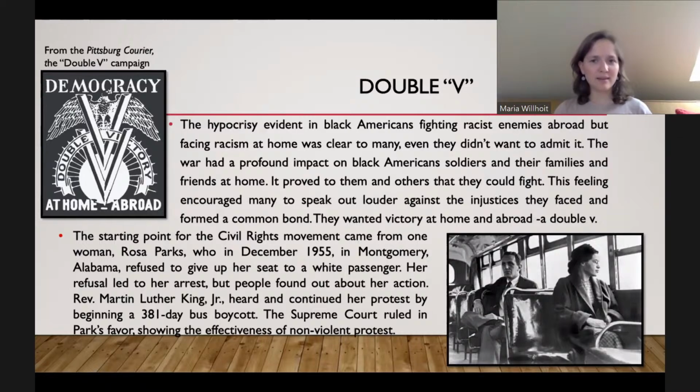So, as I said, Black Americans are realizing something after World War II. They're realizing that they fought for freedom. They deserve freedom, but also they fought racism. So why on earth should they have to fight racism again? And why do they even have to face racism in America again when they come home? There is a lot of hypocrisy that Black Americans recognized in fighting racist enemies abroad, but then having to fight racist enemies at home, basically, even to those Americans who didn't want to admit it.